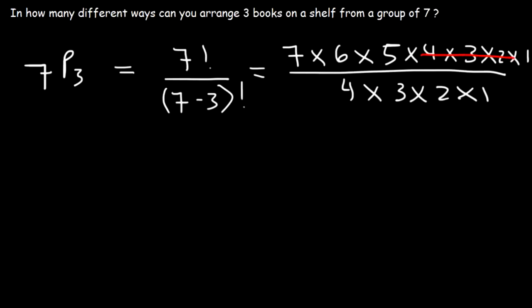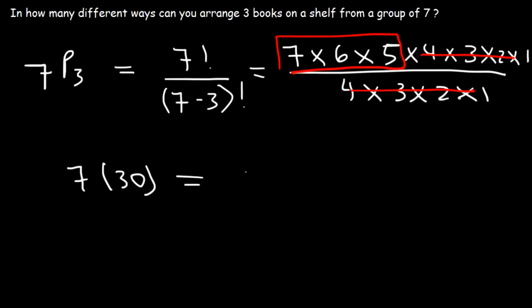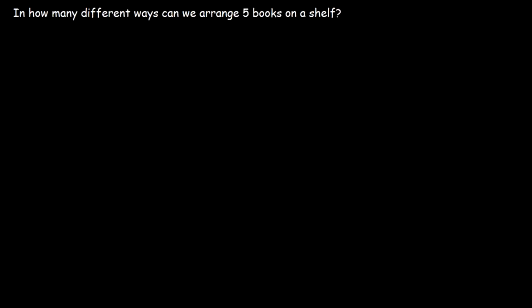So we can cancel these numbers, leaving behind 7 times 6 times 5. Now 6 times 5 is 30. And we know that 3 times 7 is 21. So 30 times 7 is 210. This is the answer.